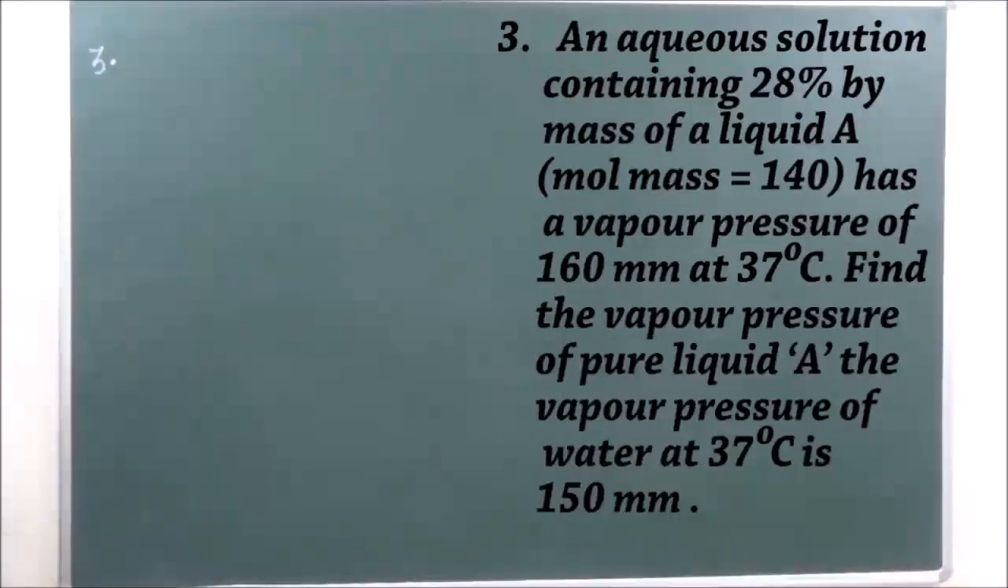Question 3. Question 3 is: an aqueous solution containing 28% by mass of liquid A with a molar mass of 140 has a vapor pressure of 160 mm at 37 degrees Celsius. Find the vapor pressure of pure liquid A. The vapor pressure of water at 37 degrees Celsius is equal to 150. So we have to calculate the total pressure.